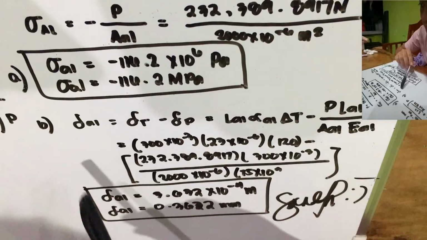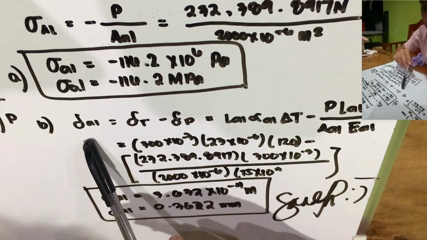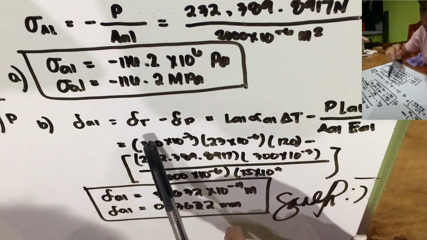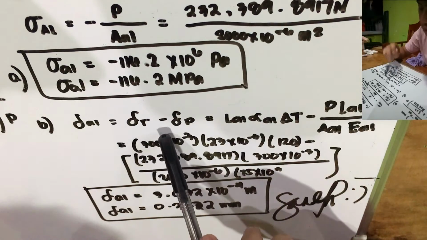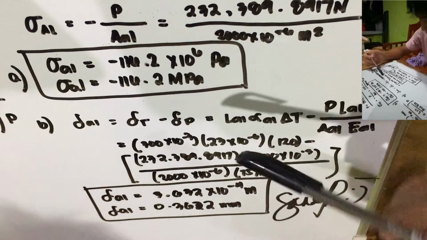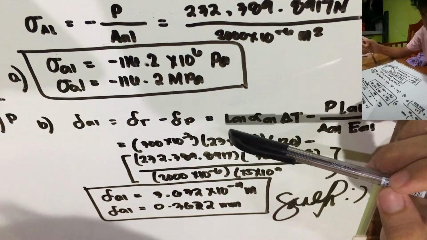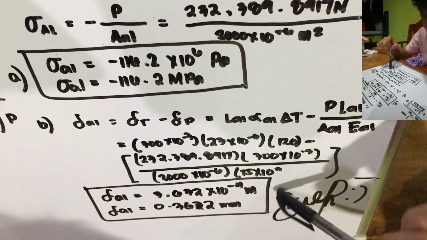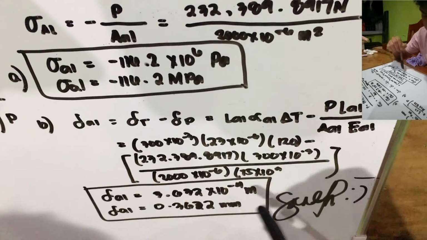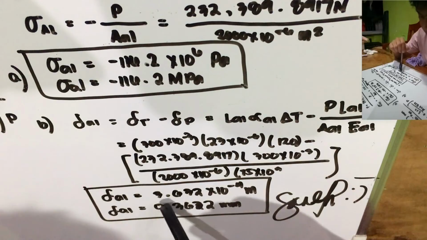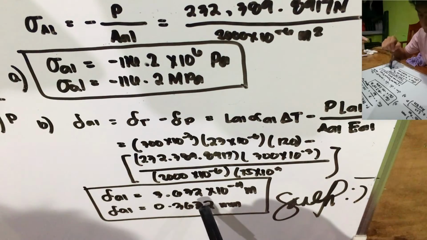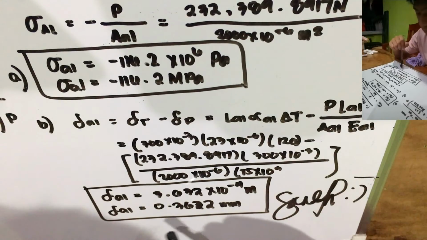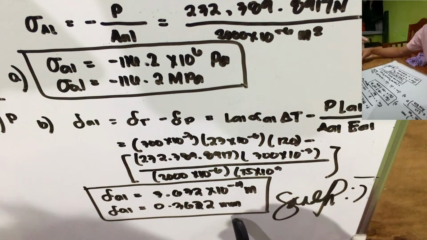Then we find the change of length of aluminum, which is equal to the change of length due to temperature minus the elongation due to force. Then we substitute all the given values and we get the value of the change of length of aluminum is equal to 3.632 times 10 to the power of negative 4 meters, or 0.3632 millimeters.